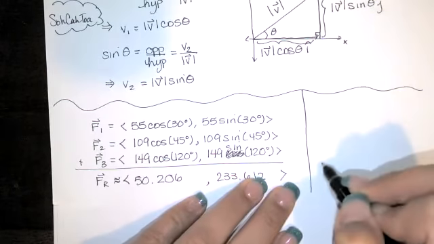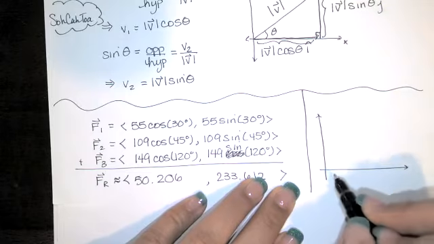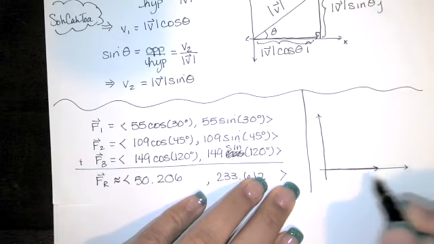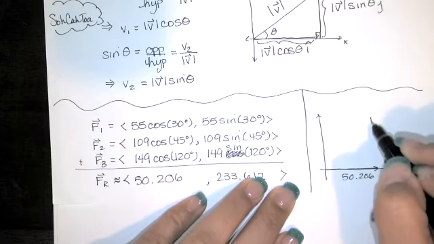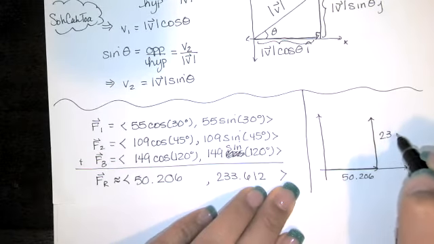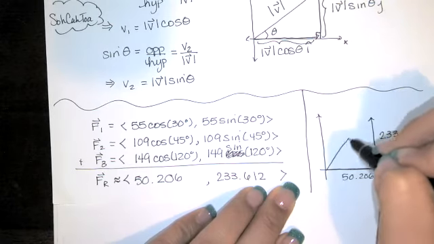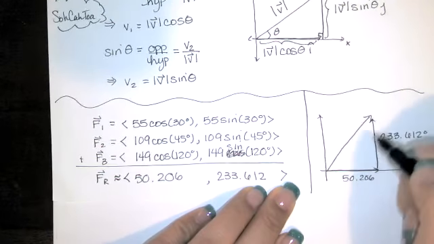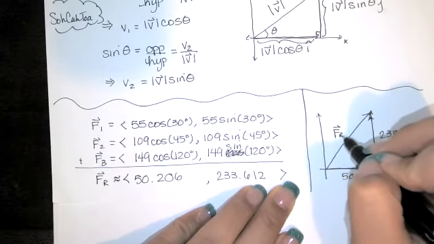So for the direction, it's helpful to draw a picture again. I've got approximately 50 pounds of force going this way. And I've got approximately 233.612 pounds of force going this way. Of course, it's not to scale. And you add those two forces together. Oops, just make it longer. There we go. And you get your resultant force.